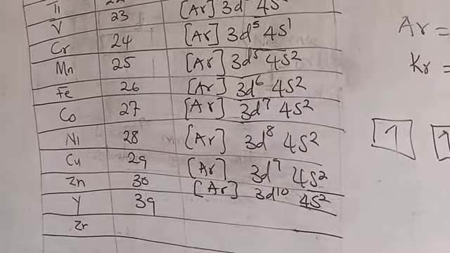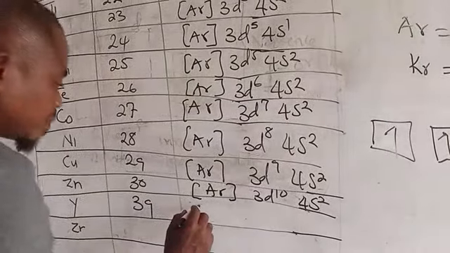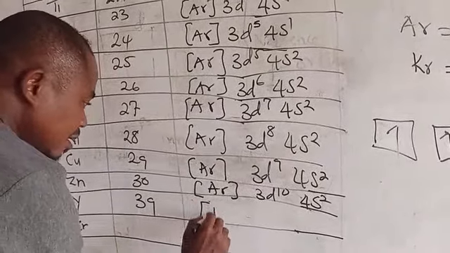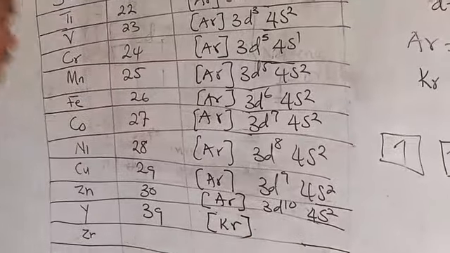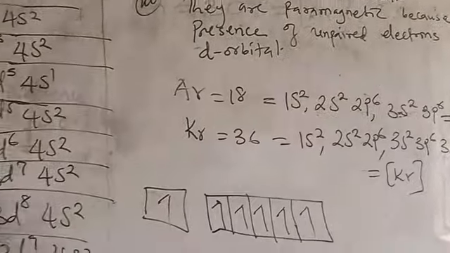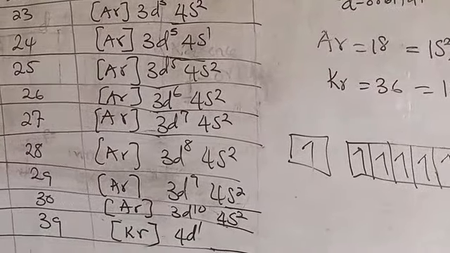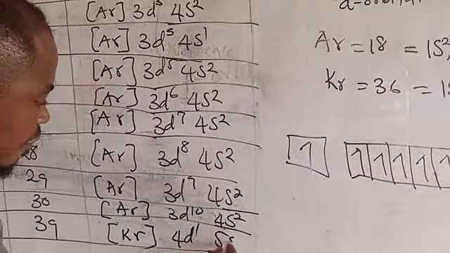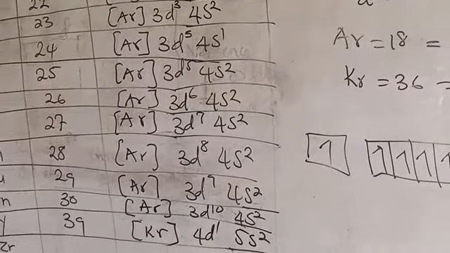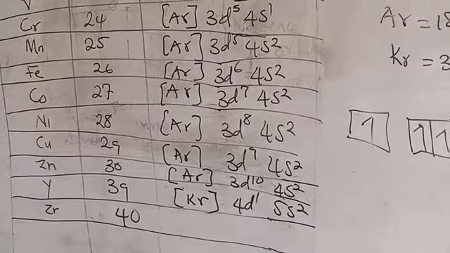Let's look at element Y, 39. Now 39, we're going to have the krypton core, which is 36. The krypton core already has atomic number 36. Followed by what? After the krypton core, we're going to have 4d1, 5s2. Then Zr, atomic number 40.